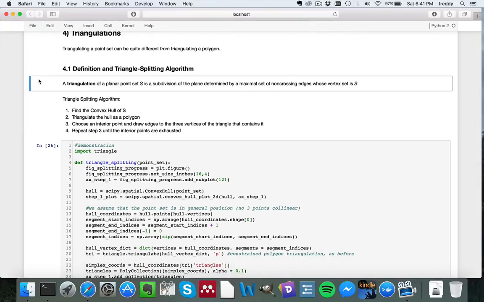So in a formal sense, you can actually define a triangulation without actually mentioning the word triangle. So it's effectively the maximal set of non-crossing edges between the points in the input data set.